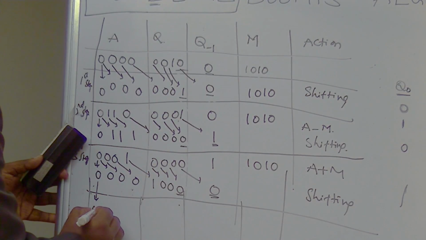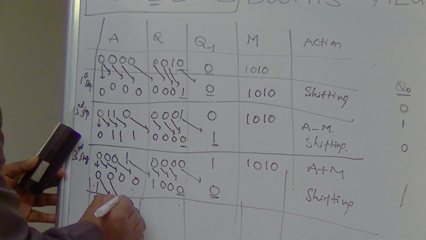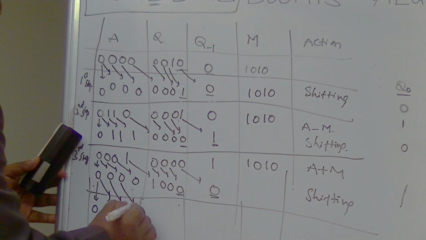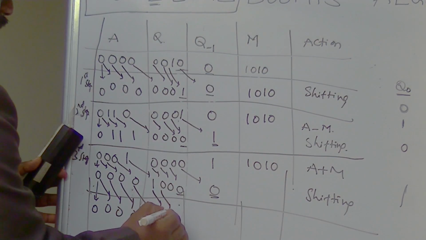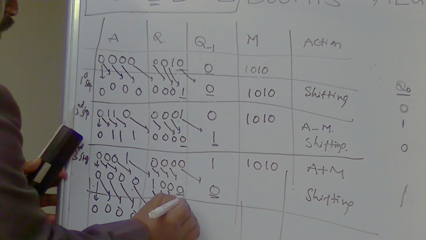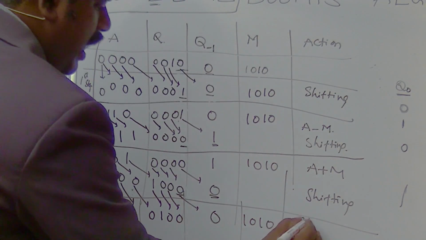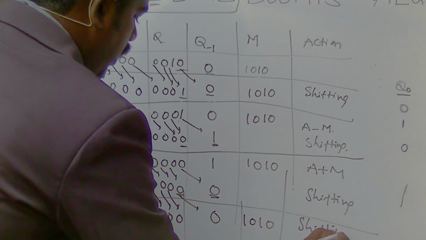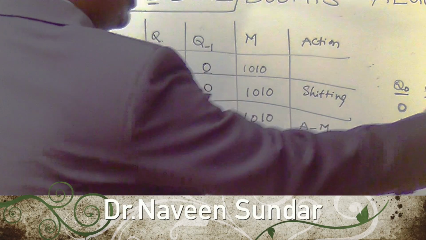Now we are going for shifting. We just copy this 0 as it is, and the next 0 will come here, and so on, copying this 1, 0, 0. And what is this? Shifting. So when you find the result here, what is the result? 0, 1, 0, 0.